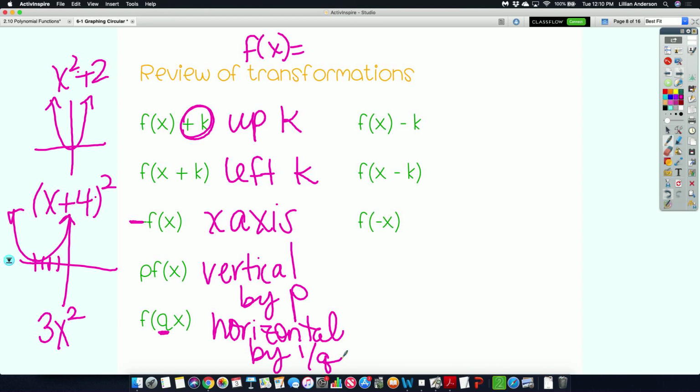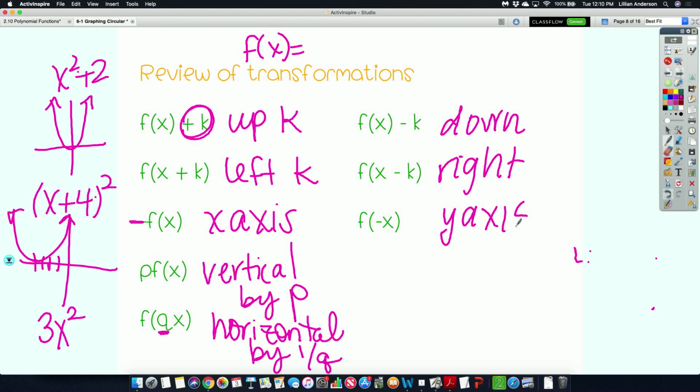Rusty. When the minus K is on the outside, it went down. What about when the minus is on the inside with the X? That's a reflection over your y-axis. Those are your old transformations. These same things happen to any function, including your sine and cosine functions.